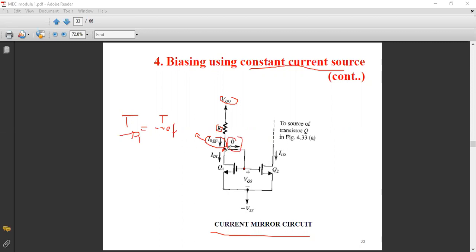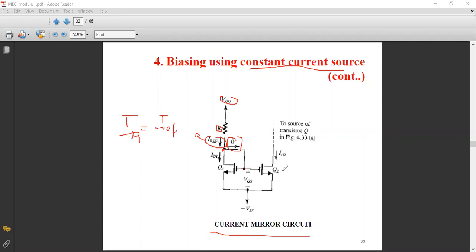That is why, even if you apply the current divider rule or Kirchhoff's current law at this particular node, you can write I reference is equal to ID1. Why? Because this I reference is not going to split into two components. We are expecting zero current towards the gate of Q1, because of which I reference is equal to ID1. I hope it is clear for you.